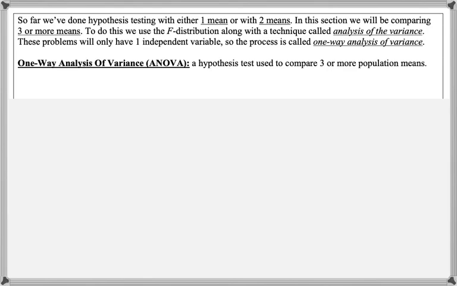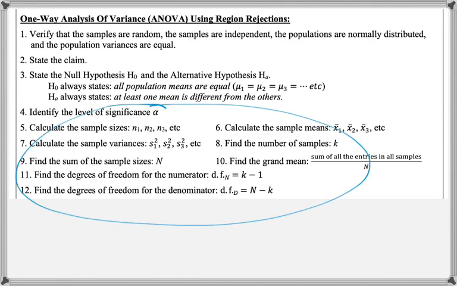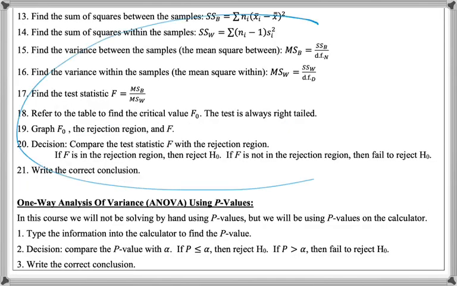So one-way analysis of variance, or ANOVA, is a hypothesis test used to compare three or more population means. The null hypothesis for the ANOVA test always states that all population means are equal. The alternative hypothesis always states at least one mean is different from the others. And if you're doing an ANOVA test by hand, there's a lot of steps. I'll go into these steps in more detail on question 1.